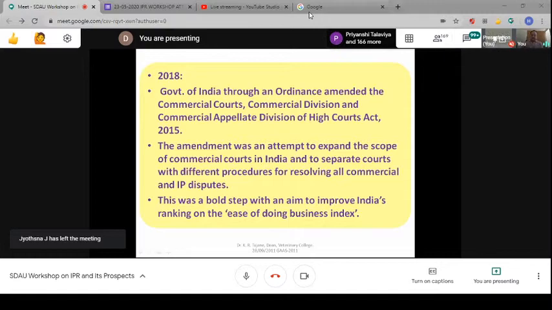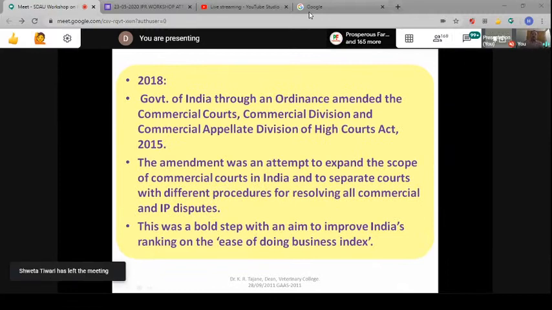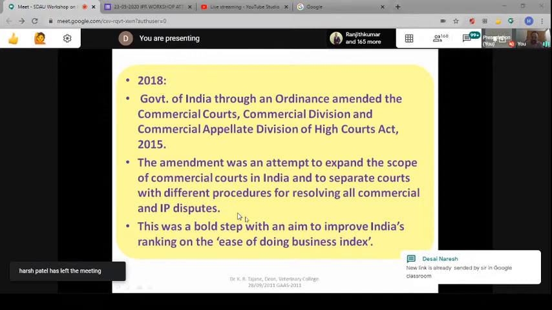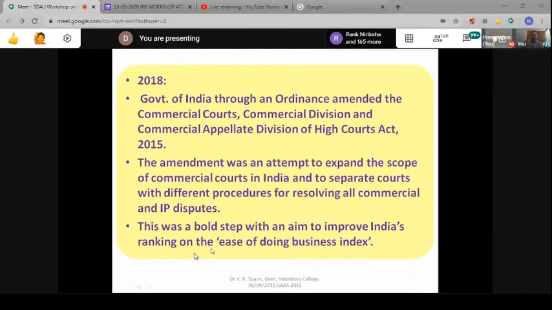Now in 2018, just two years before, what trend emerged in India? The Government of India, through an ordinance, amended the Commercial Courts, Commercial Divisions and Commercial Appellate Divisions of the High Court Act. It is not related to the agriculture and veterinary sector, but simply understand that separate courts were started to settle intellectual property and commercial disputes, and the act was made to provide this kind of facility in the Indian environment. This was considered a bold step with an aim to improve India's ranking on the ease of doing business. Otherwise, we know there is a lot of pendency in the court, and it takes years together for decisions or for justice.